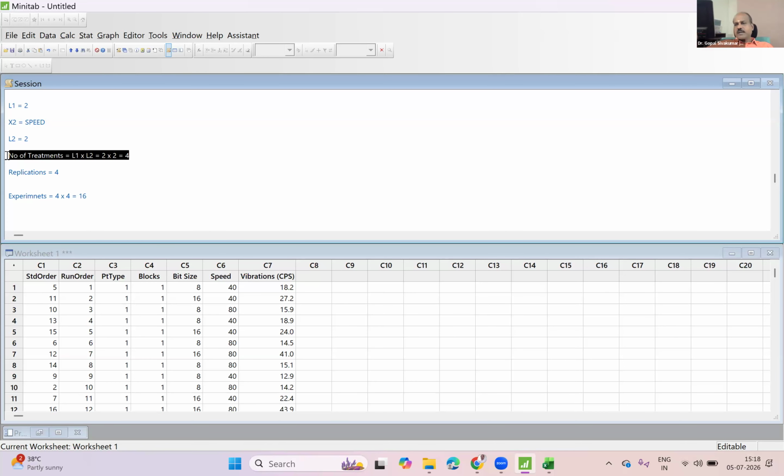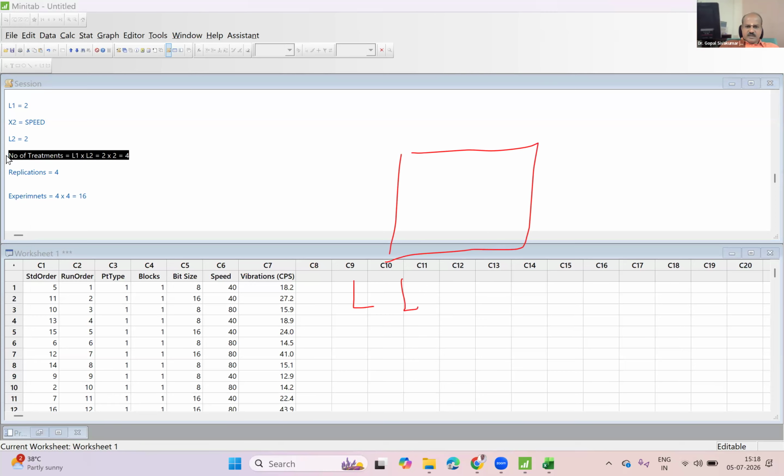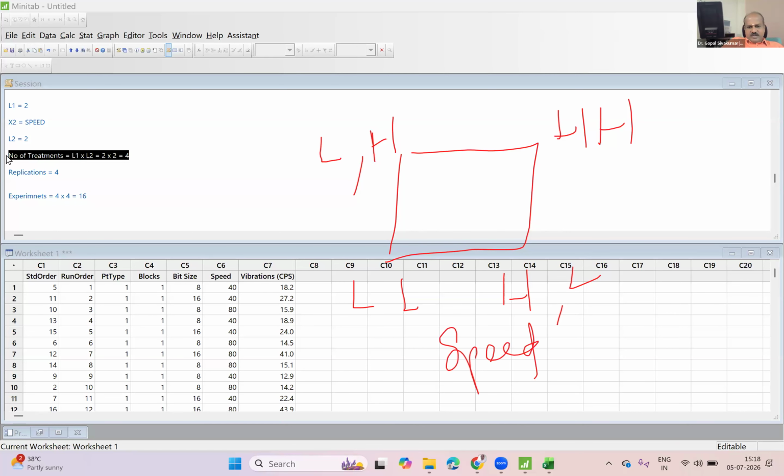It's an easy job. It's like a square. Square has got 4 corners, and you have to judge which corner is good. Square is like this. This is low and low, this is high and high, this is high low, and this is low high. The X-axis is, let's say, speed, and this is size of bit. Speed 40 here, 80 here. Size 8 here, 16 here.